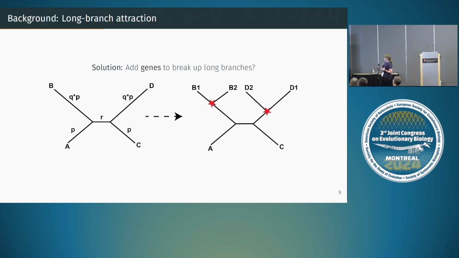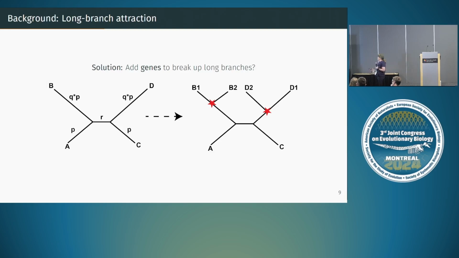And so what we're proposing is to, instead of adding taxa to break up long branches, add genes to break up long branches. So here, the red stars are indicating duplication events. So we can sample a gene where there's been a duplication event in species B, and this can break up the long branch leading to B, and there could also be duplication events in D, which would break up the long branch leading to D. And this is great because we already have these genes, we just usually throw them away, so let's try not throwing them away.